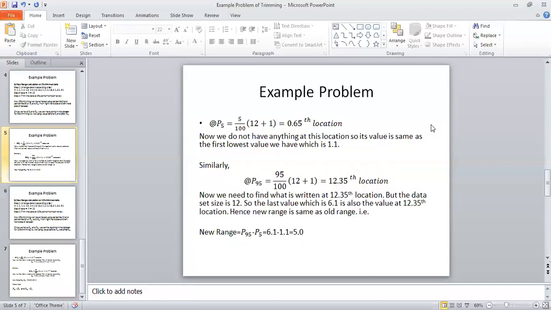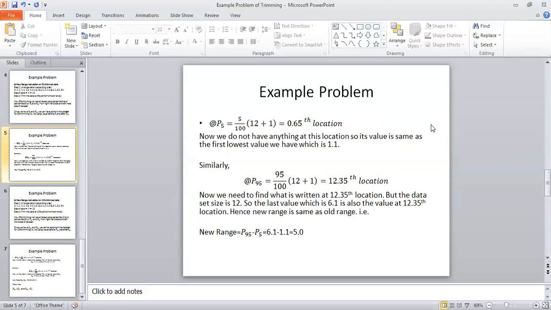And when we do this calculation, we get 0.65. It is the location point, read like the 0.65 location. And we can see that we do not have any 0.65 location in the data set. So the first value that we have, we will take it as it is. And this would be taken as the P5 value, which is 1.1.